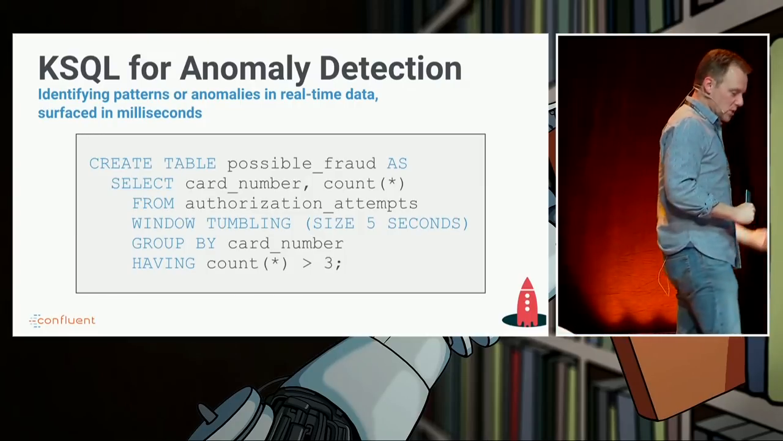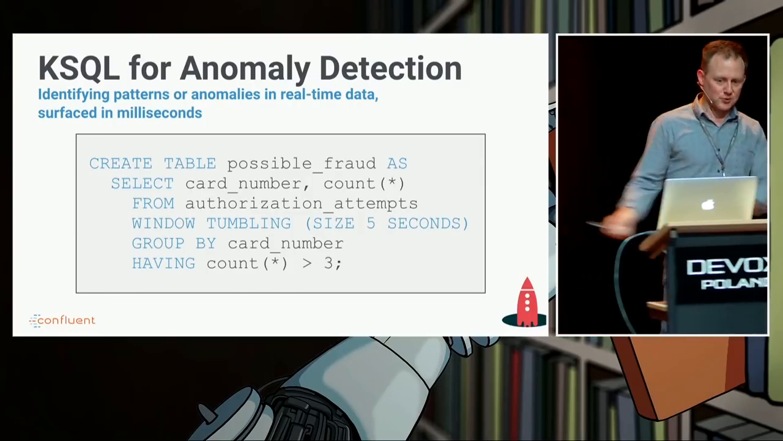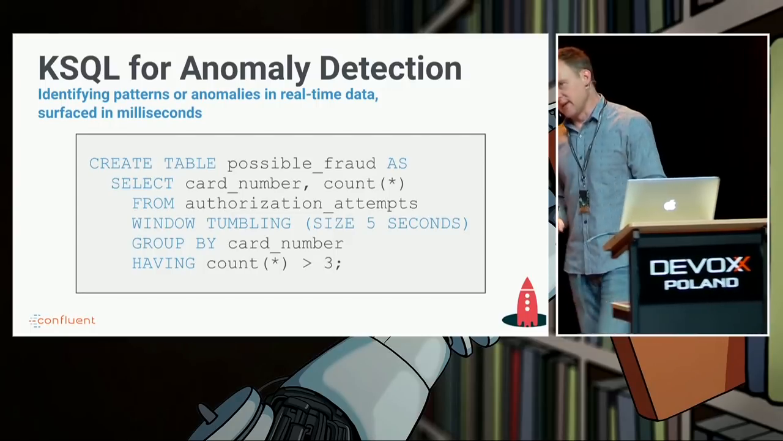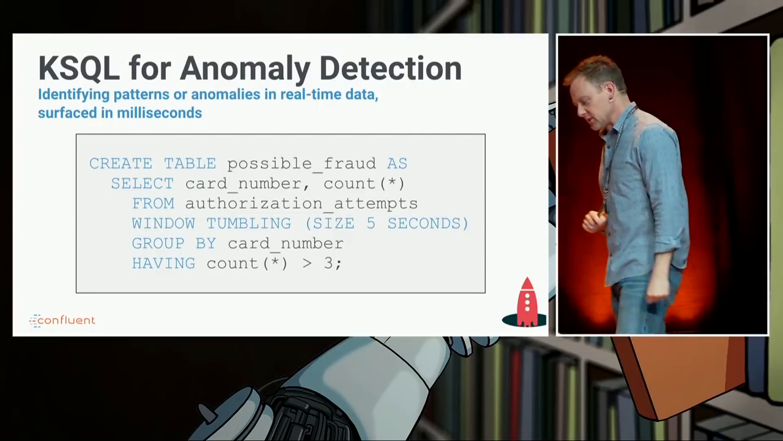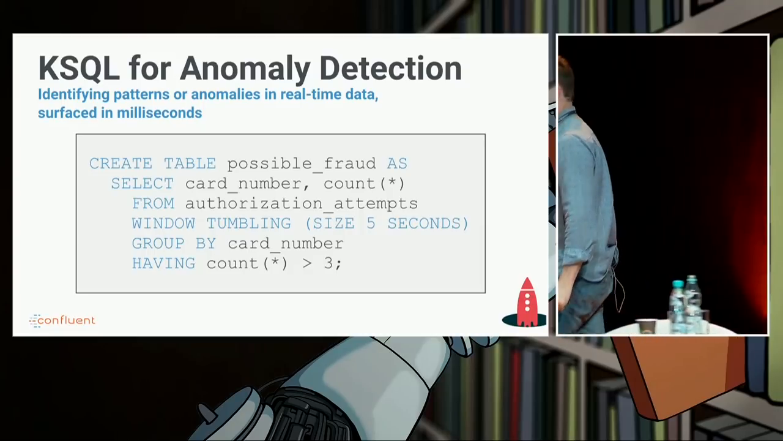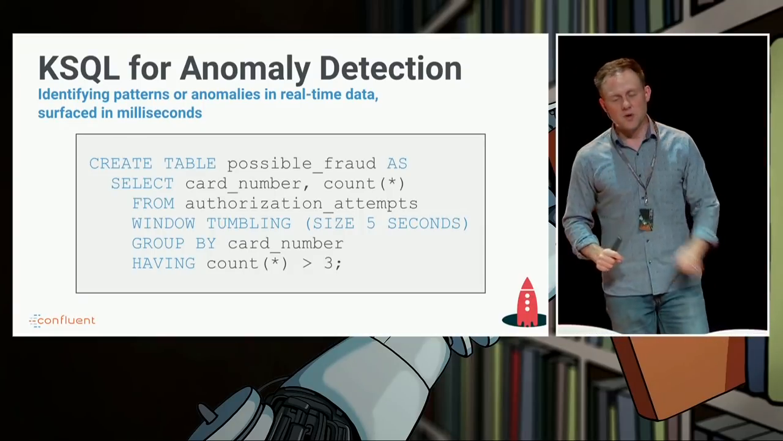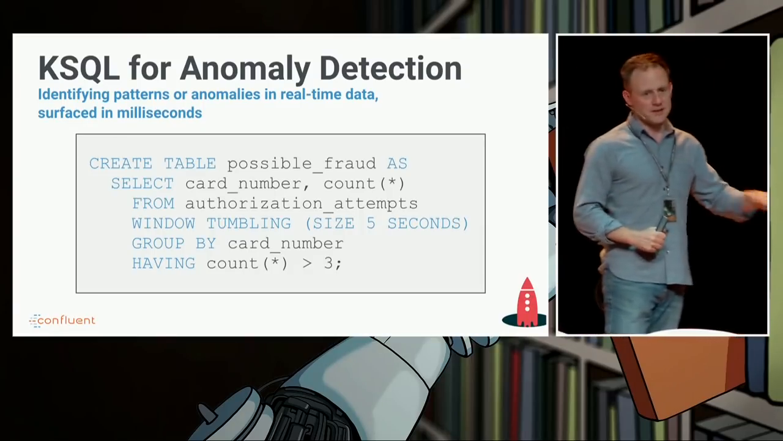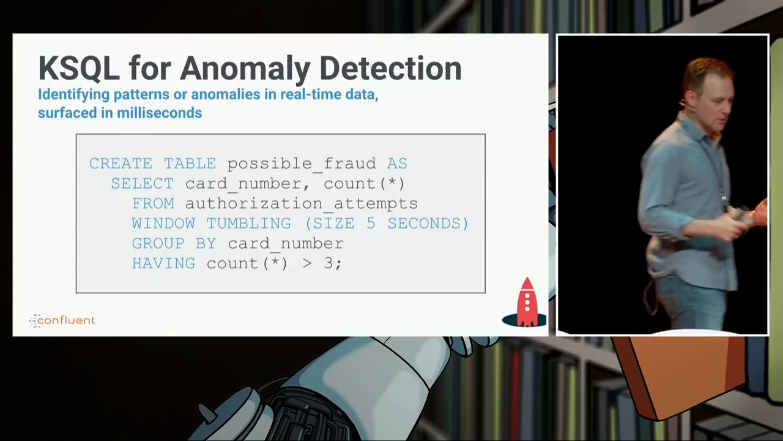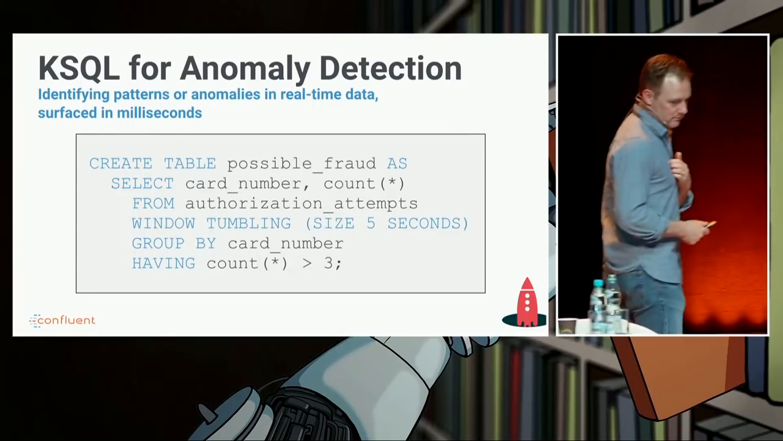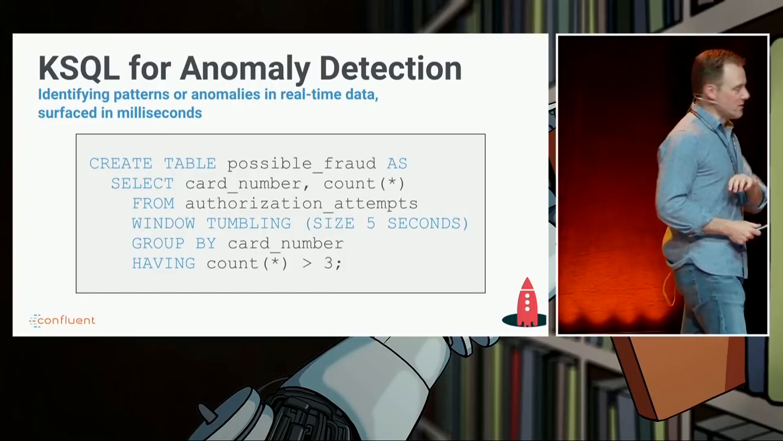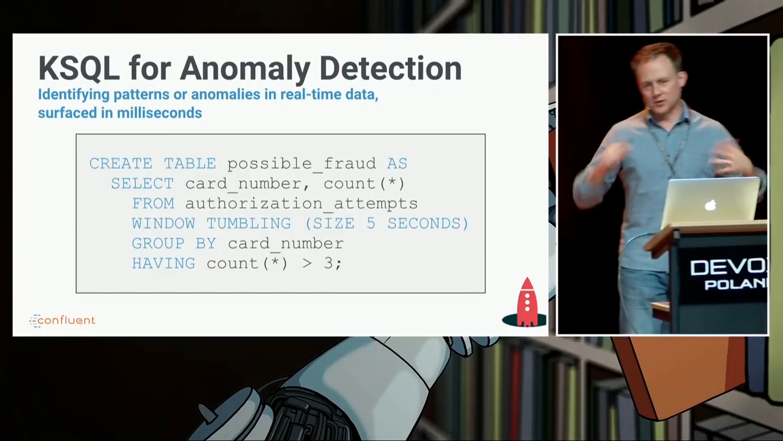We don't wait for the window to close to produce results. We're always producing results. But if I see two authorizations in the first 50 milliseconds, and then 6 seconds later I see another one, that's defined as not fraud, at least not by this algorithm, because that's not within the same 5 second window. So windowing, there's a much longer story to talk about there. I just want to introduce you to the concept.